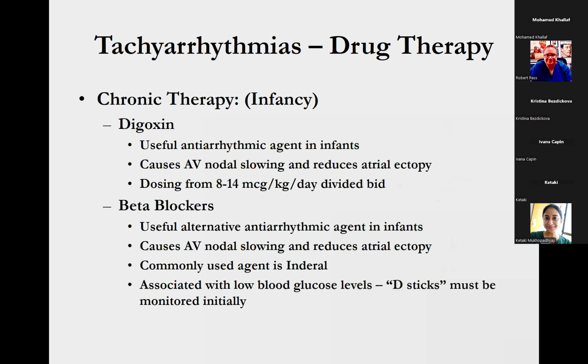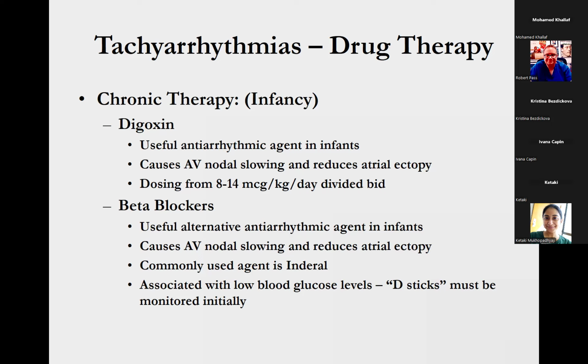Now, when we're thinking about infants who have SVT, so you'll be consulted in the NICU, for example, or in the well baby nursery, or perhaps even in the emergency department, an infant who has SVT, probably the two most commonly used agents by general cardiologists are digoxin and beta blockers. Digoxin can be useful in infants.